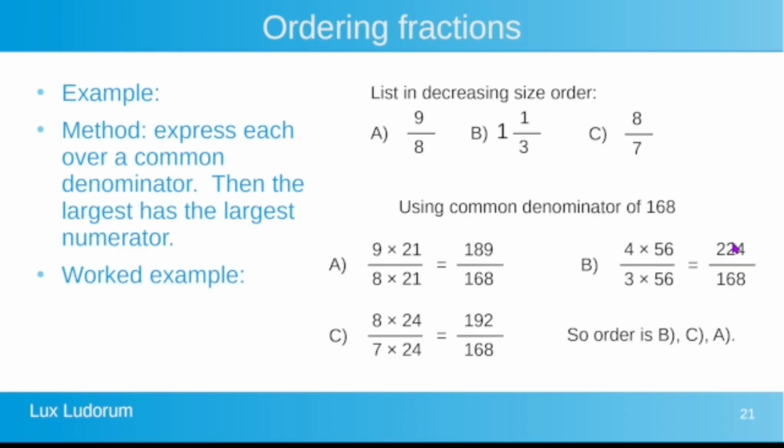And I look at the tops and I see which one is the biggest. It's this one here, 224. So that's the biggest. And it asks for it in decreasing size order. So it's biggest first. The next biggest one, I look at the remaining two, is 192. And that's C. And the smallest one is A. So that goes last. So that is the order.